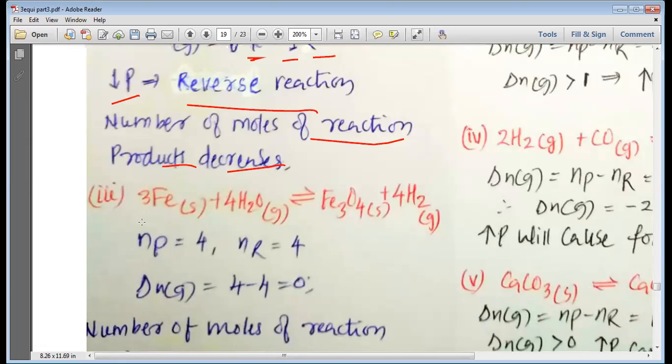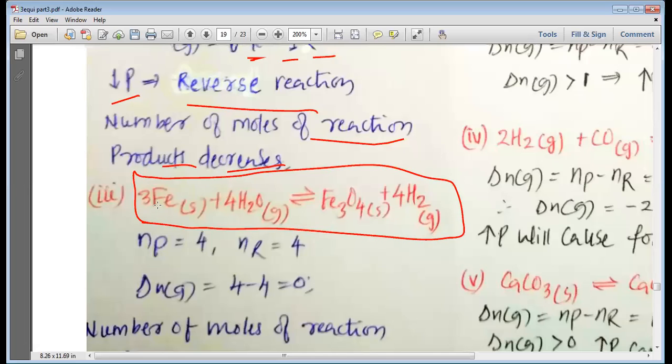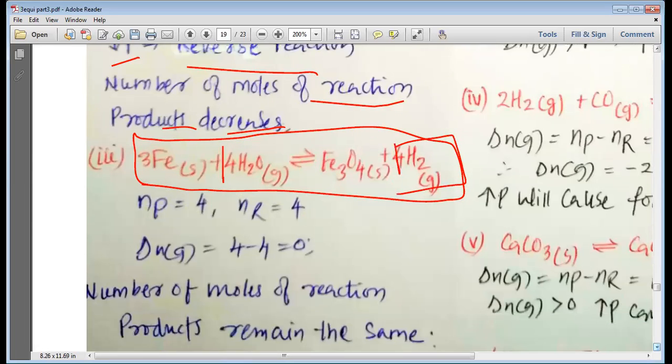Now we look to the third equation. In the third equation, you can see that 3Fe solid plus 4H2O gas gives Fe3O4 solid and 4H2 gas. So here you can see that we have 4 moles of gas on the reactant side, and on the product side we also have 4 moles of gas. So on both sides, NP and NR are equal.